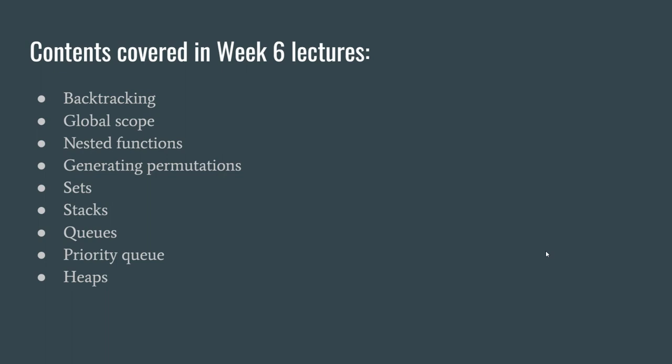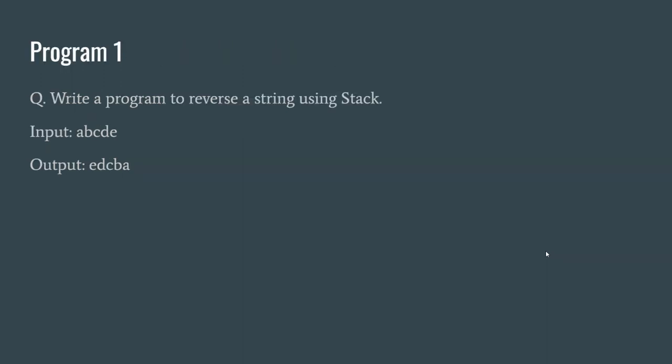Okay, sure. So for today's lecture, we'll be covering programs on stacks and queues. We'll start with the first program, which is to reverse a string using stack. Last time we saw this example in week 2 or week 3, wherein to reverse the string we used recursion. For this we will be using stack. So can anybody quickly tell me what can be the logic for this? How can we reverse a string using a stack?